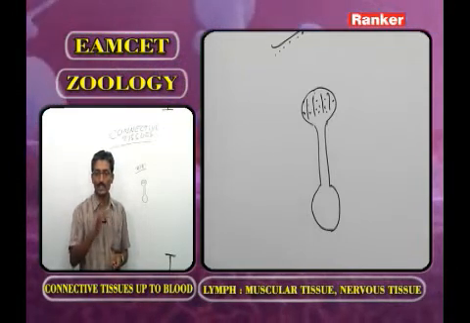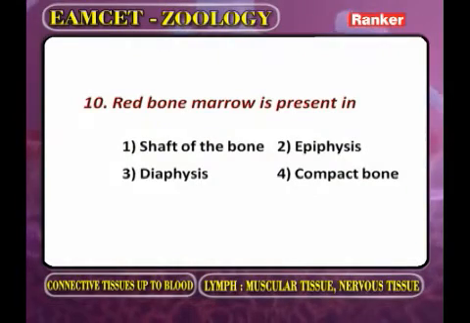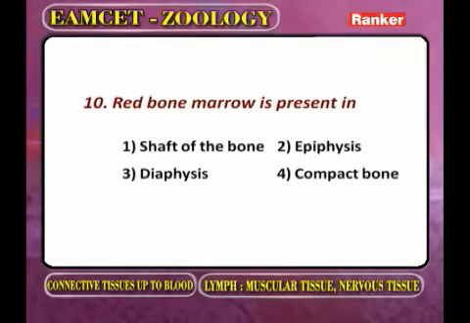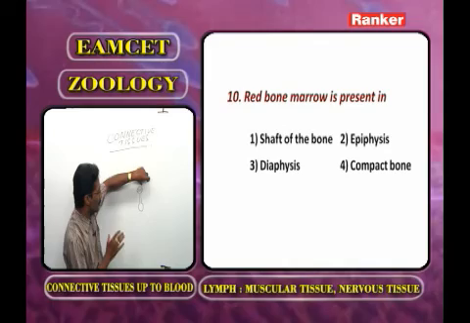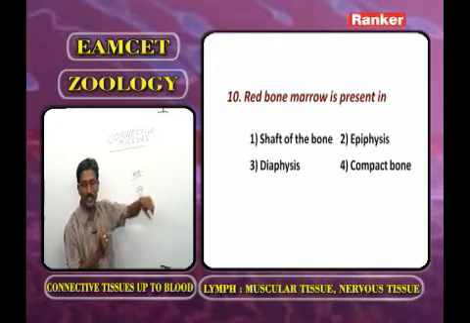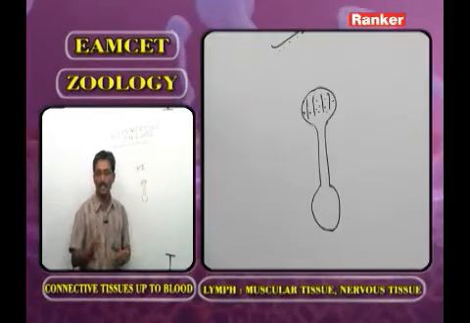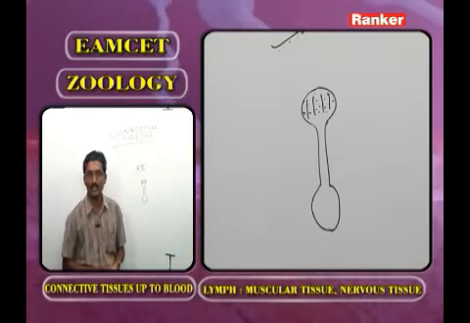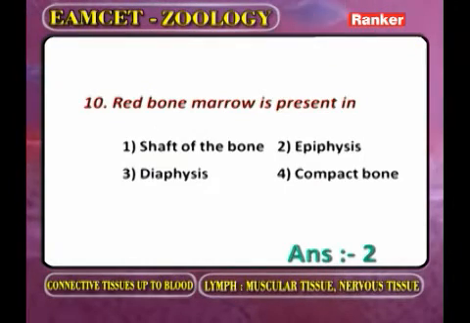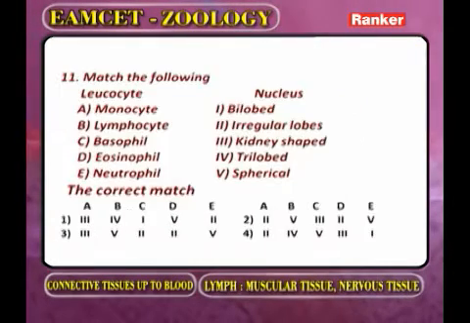Now you have to observe the question. Red bone marrow is present in. One option is the shaft of the bone, the second is epiphysis, the third is diaphysis, and the fourth is compact bone. Now based on this information, you have to guess the answer for this question. Where is the red bone marrow present? In the epiphysis. Now what is the answer for this question? The second answer. Now move to the next question.